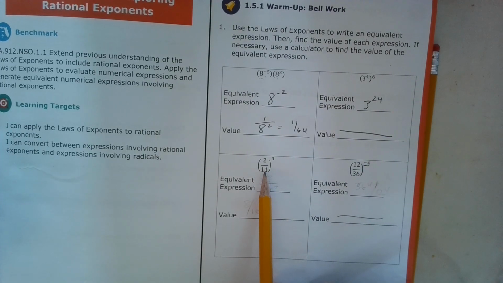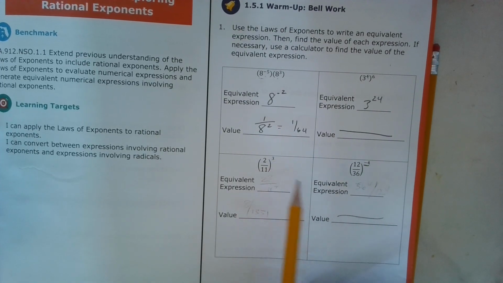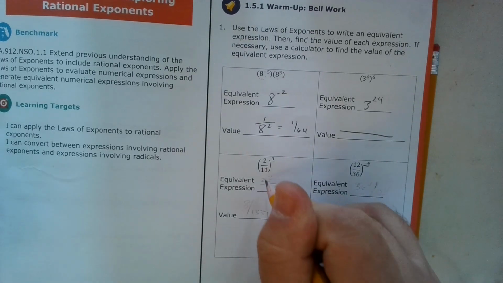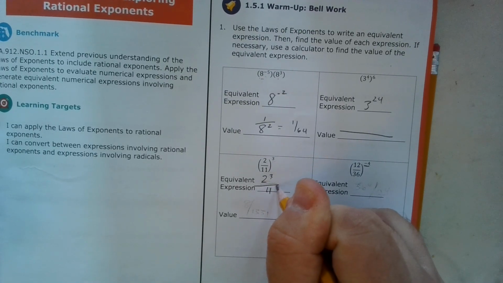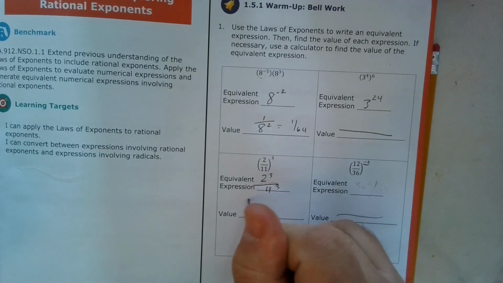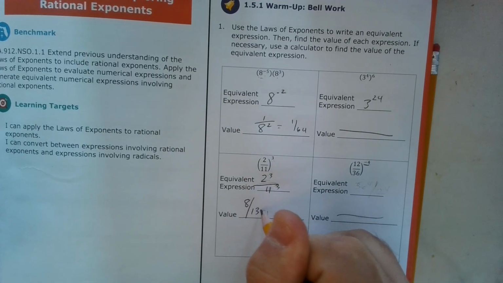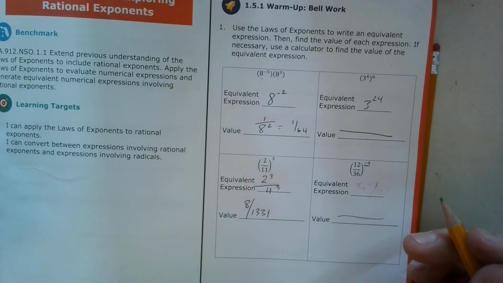All right, 2 11ths, we're going to cube that. So the way it works is the cube goes with both. So it's 3 cubed over 11 cubed. 3 cubed is 8. 11 cubed is 1,331.